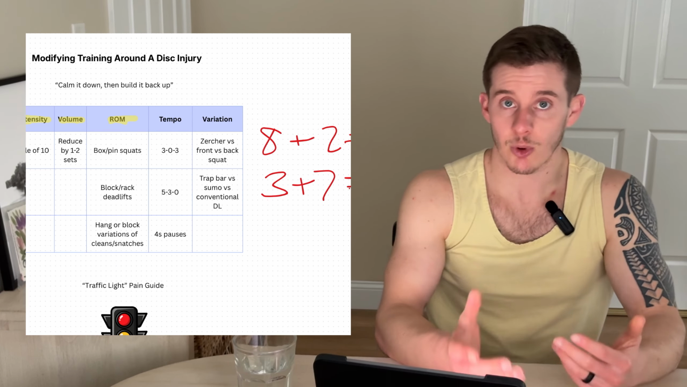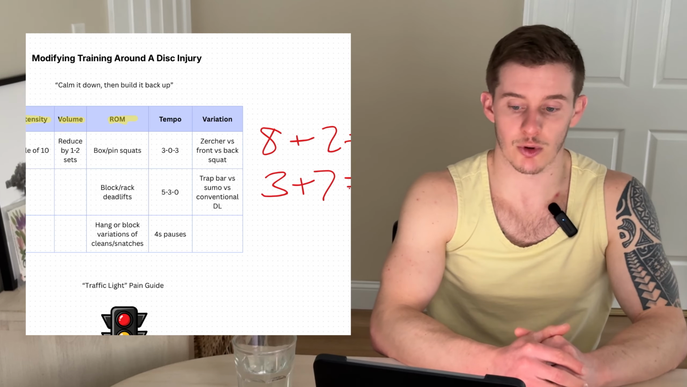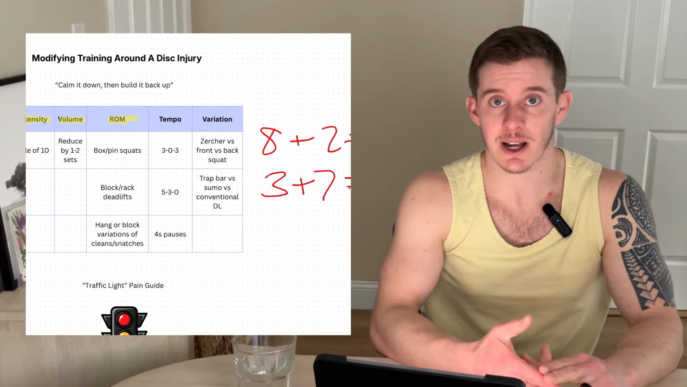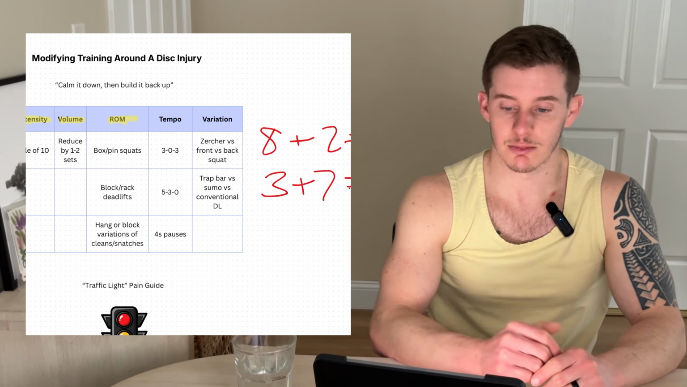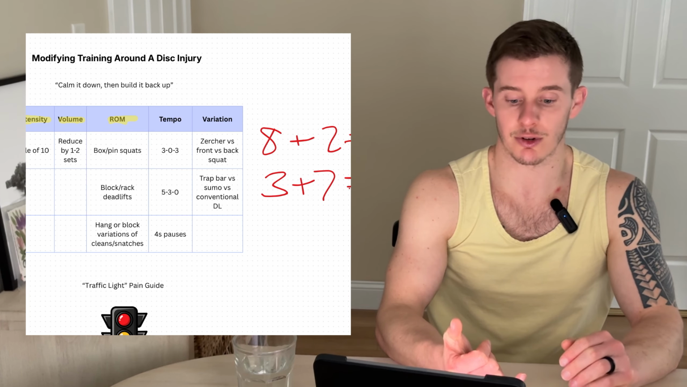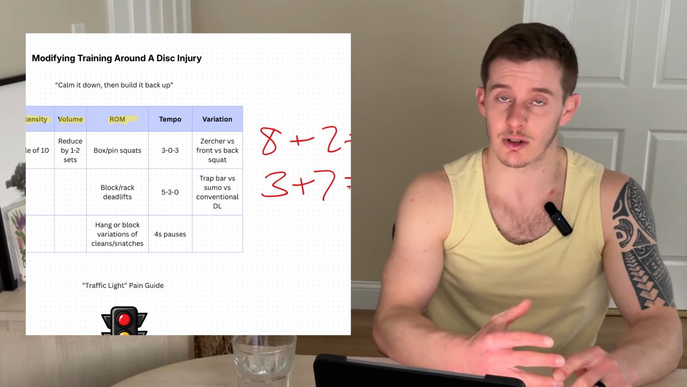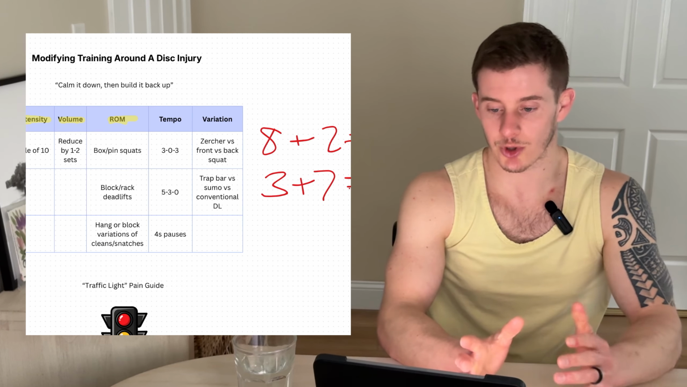So for squatting, you can do box or pin squats where you go through partial range of motion. For deadlifts, you can do block pulls or rack pulls. And then for cleans and snatches, you can start from the hang or start from blocks and catch in either muscle position to really limit range of motion, catch in the power position to limit it a little bit less, and then work your way back.